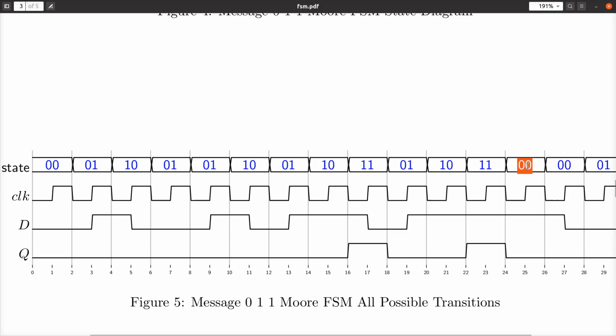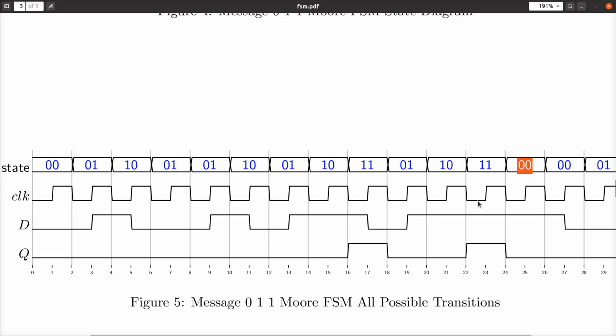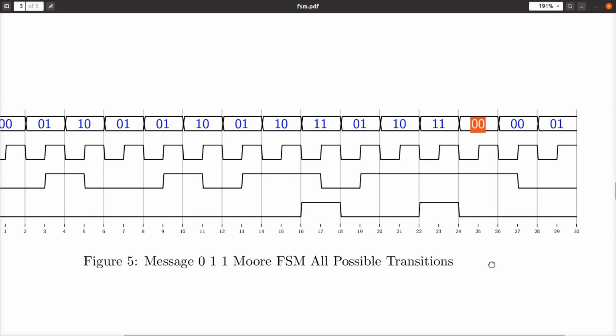Because I saw one right there. Okay, again, here's the diagram. It shows me going back to state zero from three if I did not see a zero. All right, I see another one while I'm in state zero, that's this loop right there. Okay, I then see a zero, and I might be on my way to seeing a new message, so I move to state one, and so on. That's how to read these things, okay?